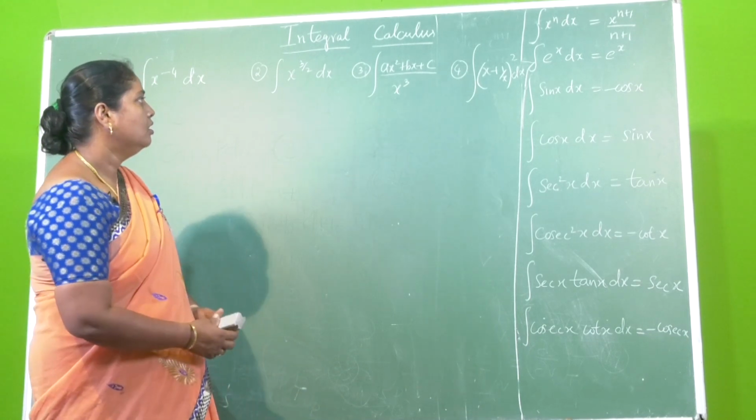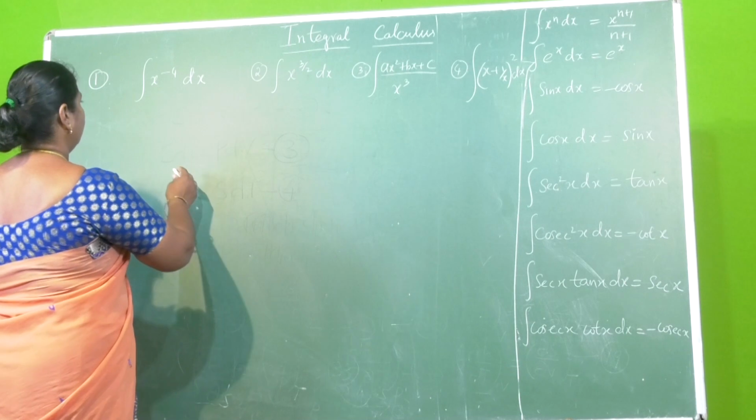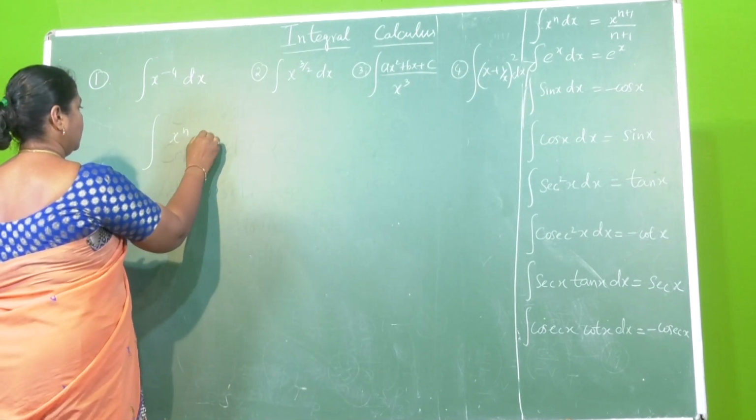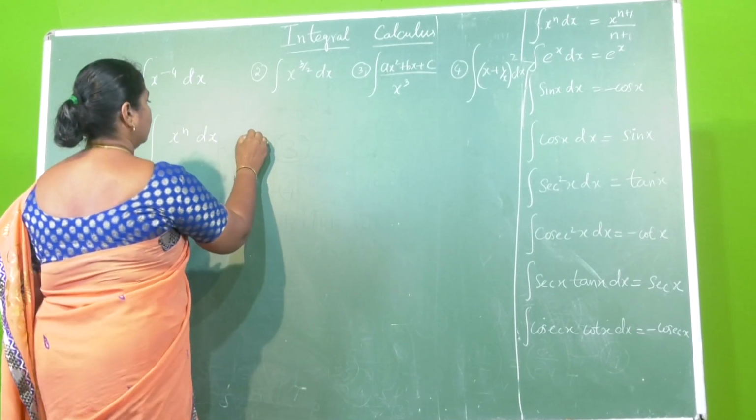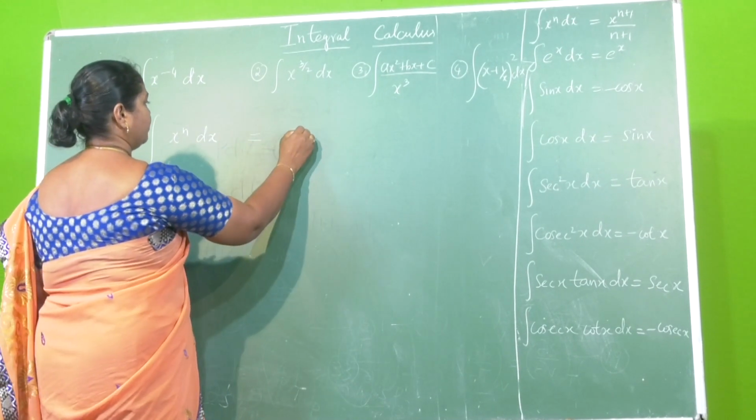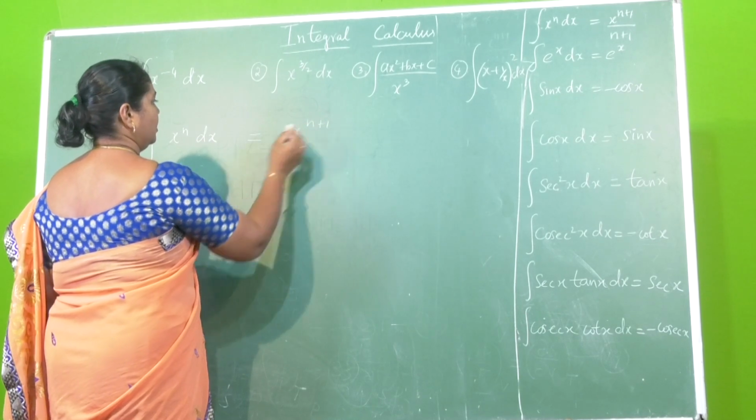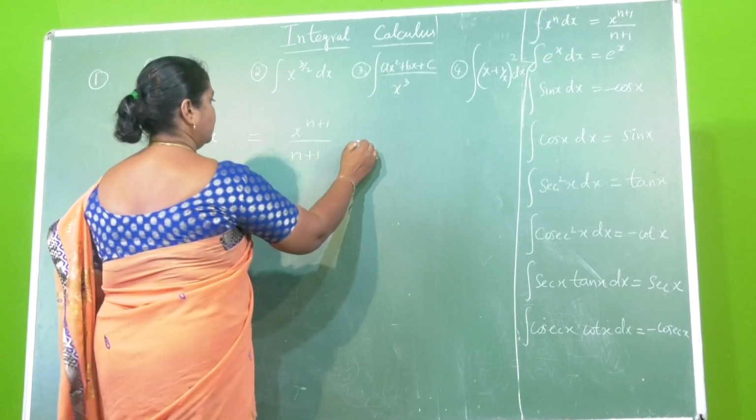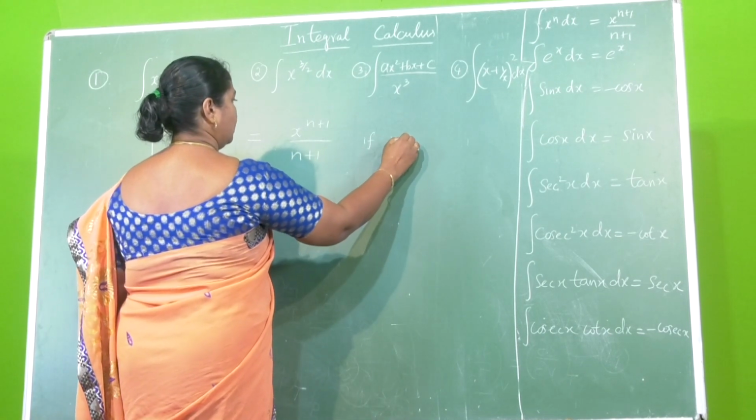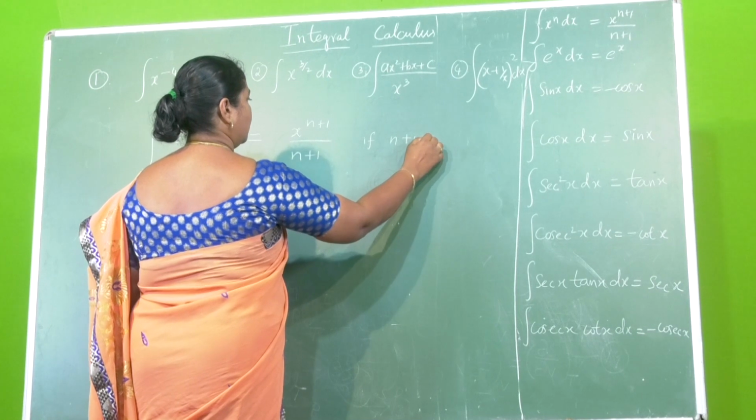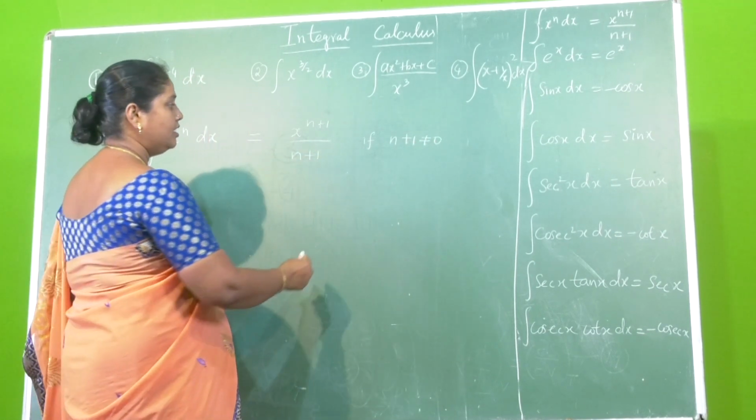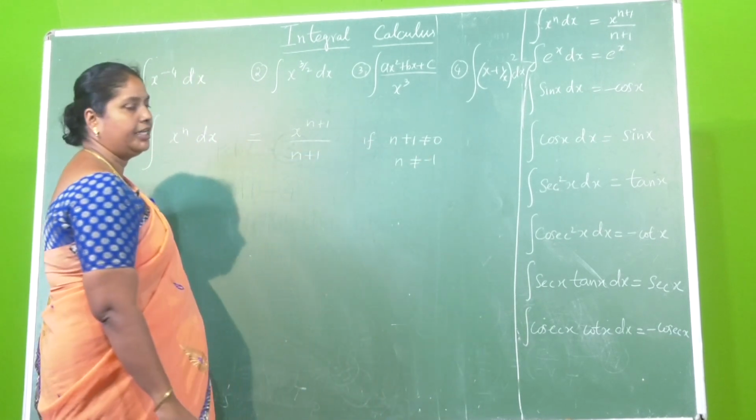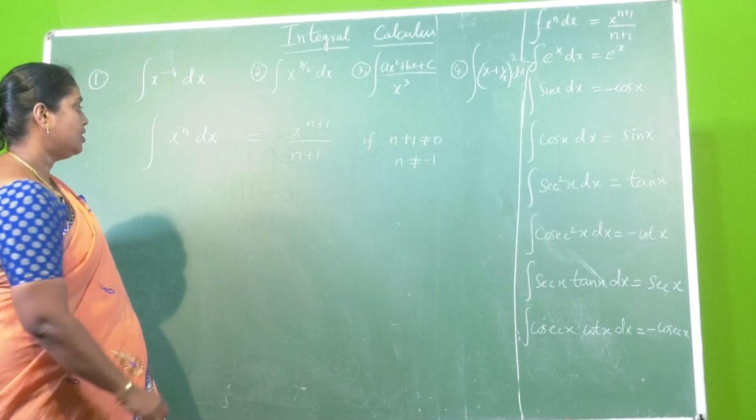Now let us consider the expression integral x power n dx, which is equal to x power n plus 1 divided by n plus 1 if n plus 1 not equal to 0. That is, n is not equal to minus 1. So this is the general formula.